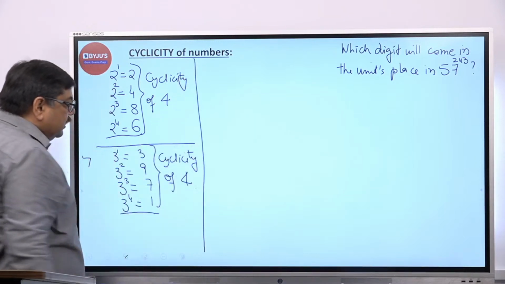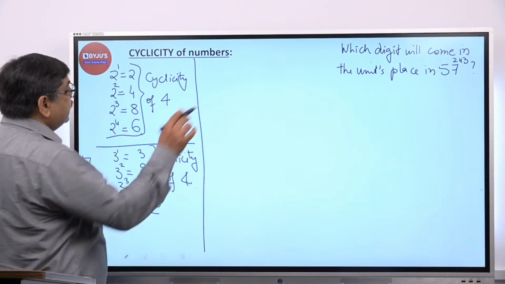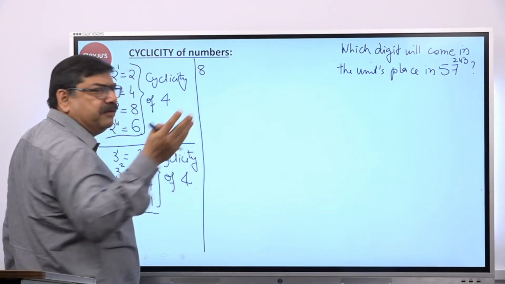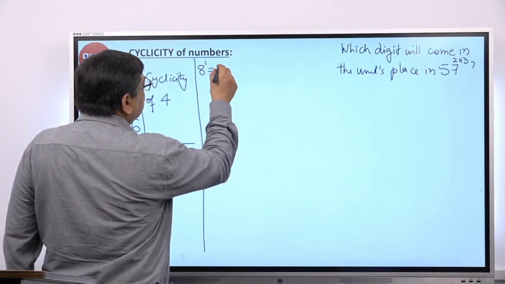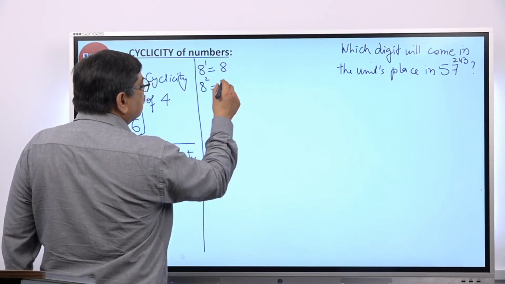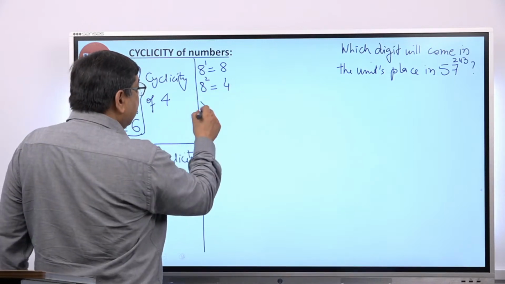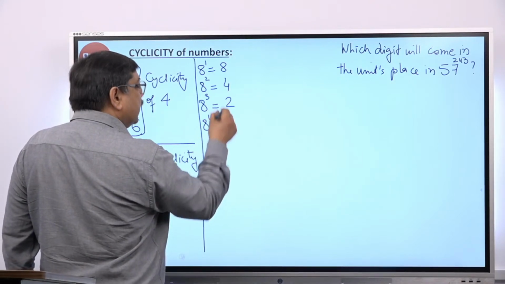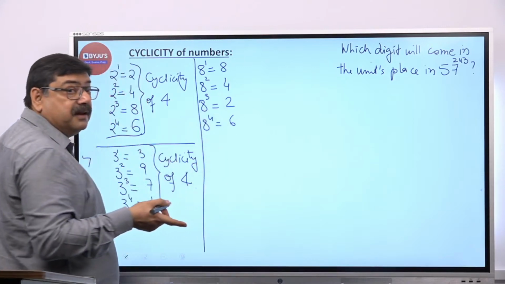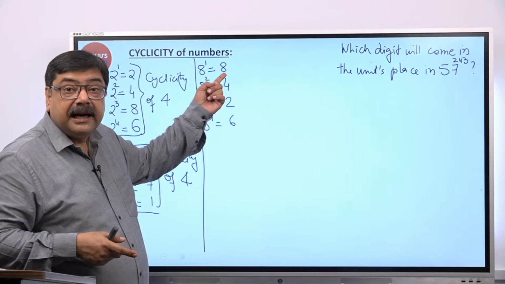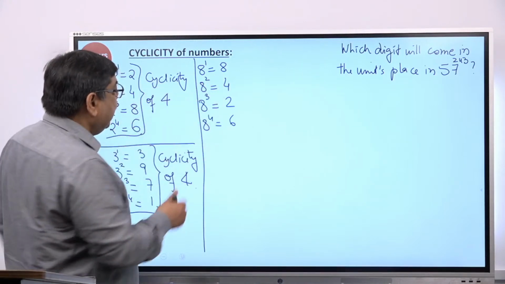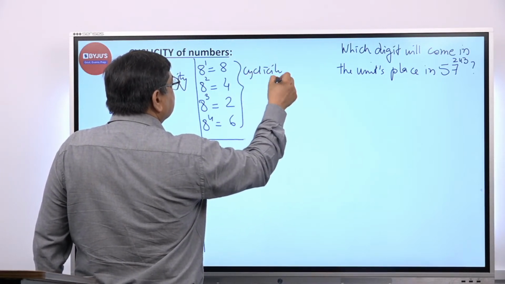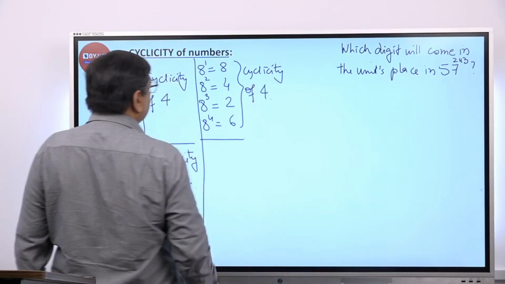Now let me take the next number here. Next number which I am taking here is 8. I could have taken 4. I will take 4. Don't worry. So 8 power 1, 8. 8 power 2, 64, so I have a 4 here. 8 power 3, multiply 8, 8 4s are 32, so 2. 8 power 4, again 8 2s are 16. 8 power 5, 8 6s are 48, again 4. Again 8 will repeat. So here also I would say 8 has the cyclicity of 4.